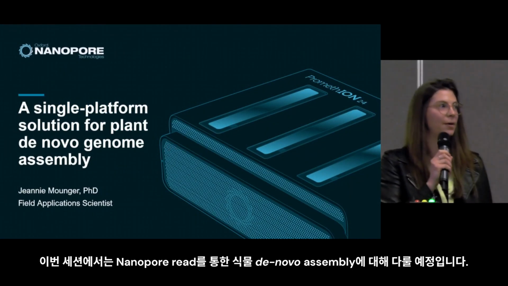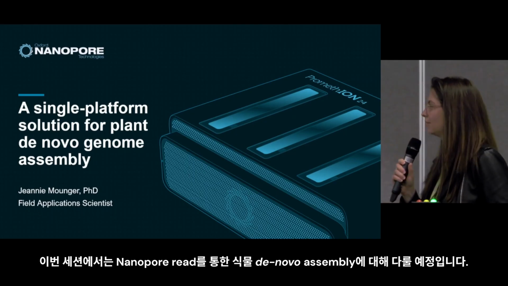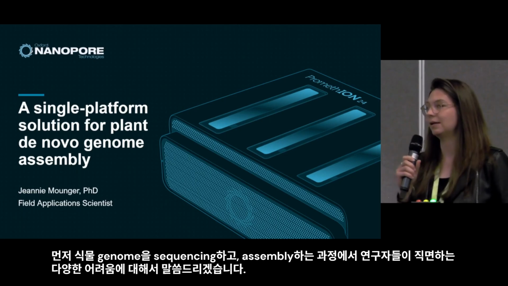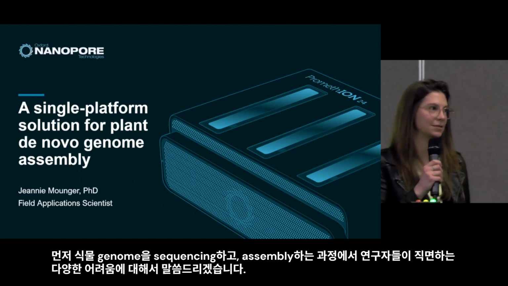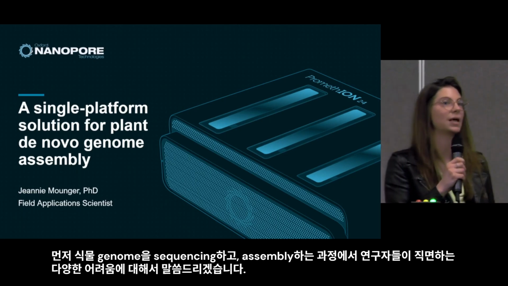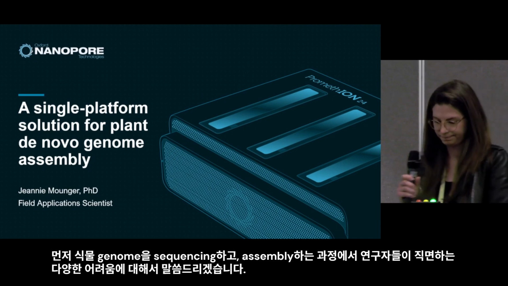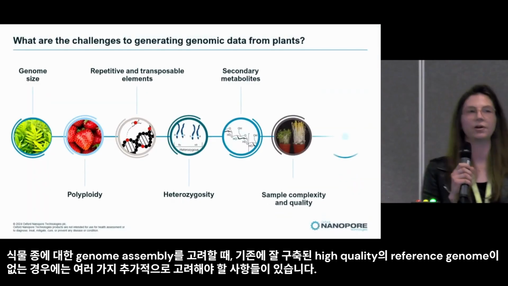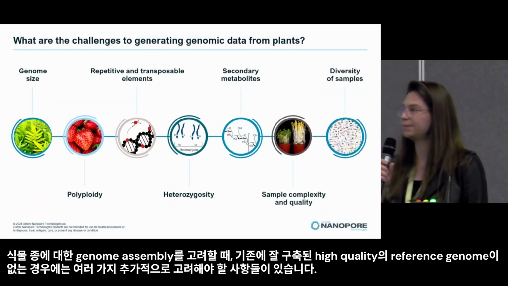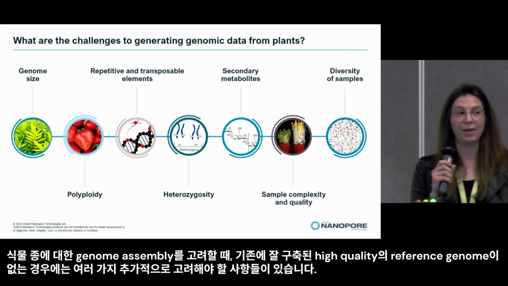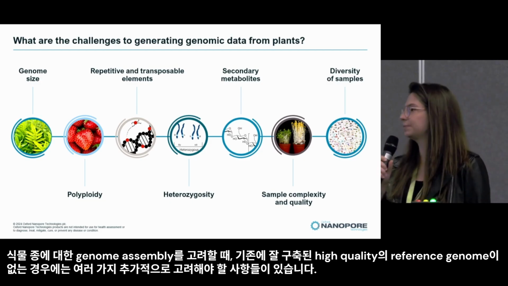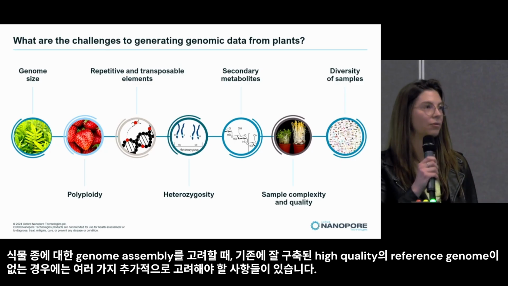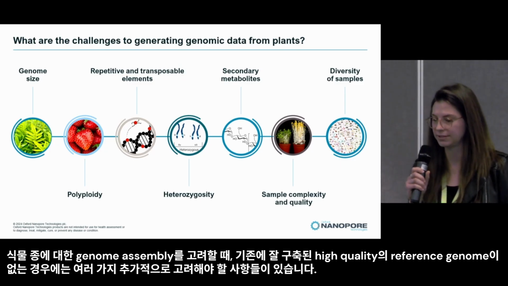Again, I'll be talking about plant de novo assembly with nanopore reads, but I'll also be talking about some of the challenges that plant biologists face when trying to sequence and assemble plant genomes. So when we first consider generating an assembly for a plant species, as you may well imagine, there are a number of special considerations to make, particularly if there isn't already an existing high-quality reference.